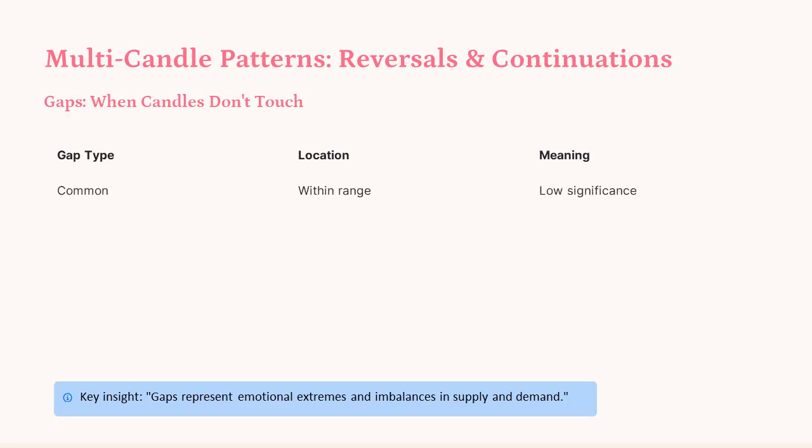Common gap. A common gap appears within a trading range or consolidation. It's usually small and gets filled quickly. These gaps have low significance. They're just normal market noise. Don't read too much into them.